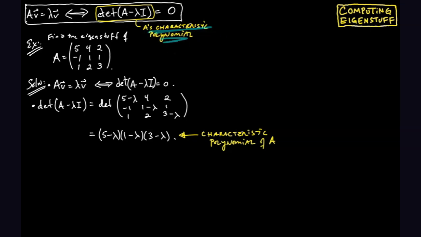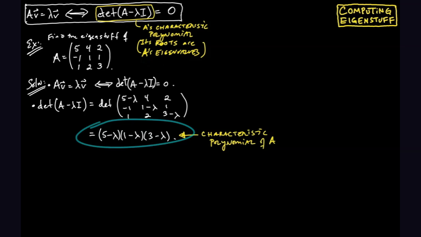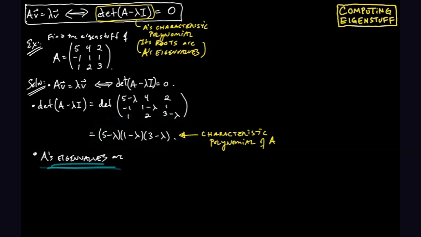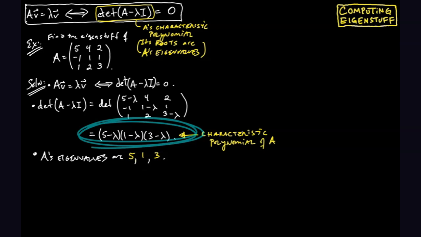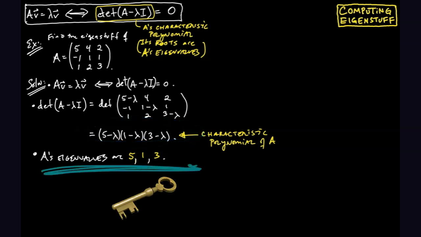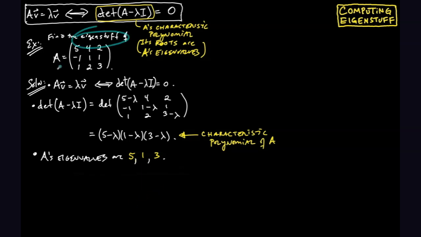And the characteristic polynomial is important precisely because its roots are A's eigenvalues, which is why I always want to call it A's eigenpolynomial. But since we have it nice and factored here, we can read off that A's eigenvalues are 5, 1, and 3. Those are the values that make the characteristic polynomial equal to 0. So that is the key to finding all the eigenstuff of this matrix.